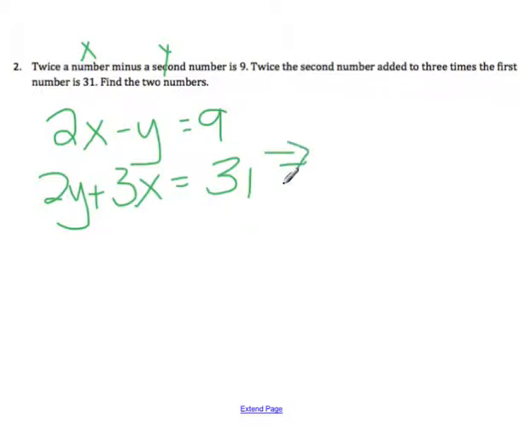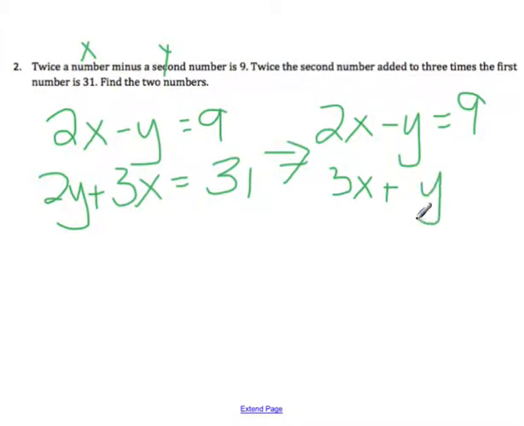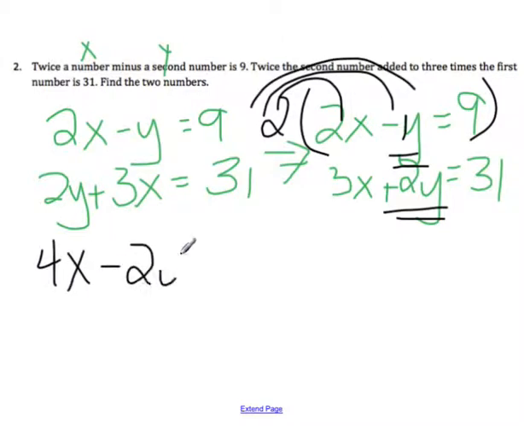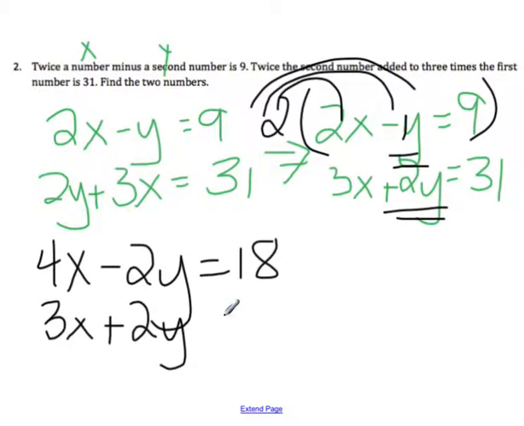The first thing I'm going to do is line up my columns. So I have 2x minus y is equal to 9. And then I have 3x plus 2y, so I have my y's in the same columns now, is equal to 31. Here's what I notice about my y's: I have opposite signs, but I don't have the same coefficient. So I'm asking myself, what do I need to multiply by to get a negative 2? I'm going to have to multiply that first equation by 2. So 2 times 2 is 4x, minus 2y is equal to 18. And then I get 3x plus 2y is equal to 31.